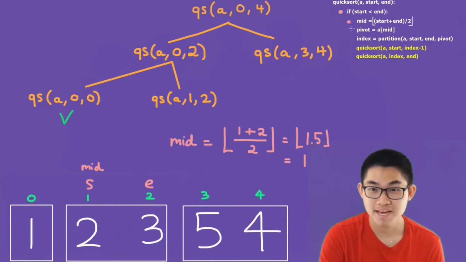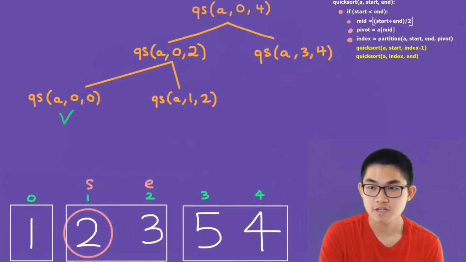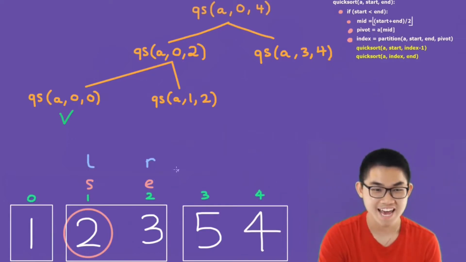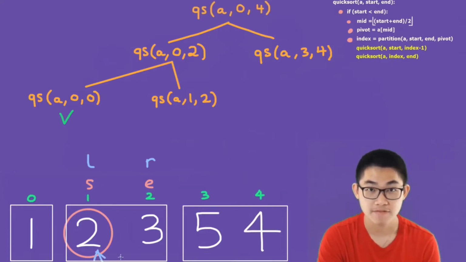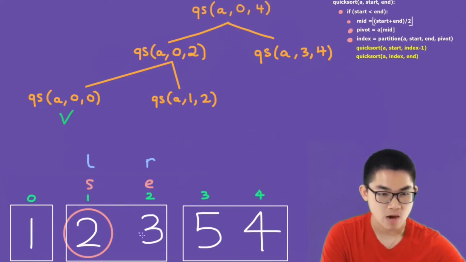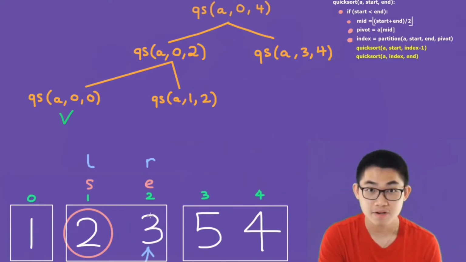After calculating the mid, we have the pivot. And the pivot right here would be the number 2. And we have the partition. So we're going to put L right here and then R. We say, hey L, look at this number right here. Is this number smaller than the pivot? Well, is 2 smaller than 2? No, it's not. So we tell L to stay where it is. Now we look at R and we say, hey R, look at this number. Is this number larger than the pivot? Well, 3 is larger than 2. So we move R down.